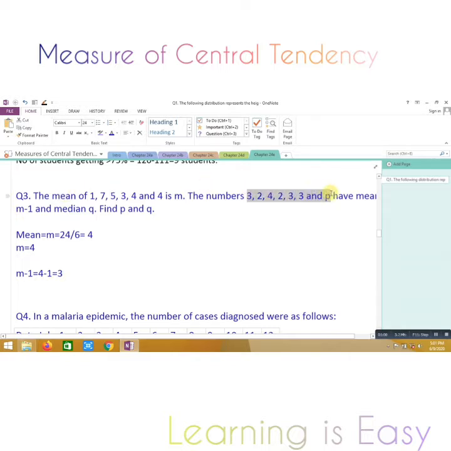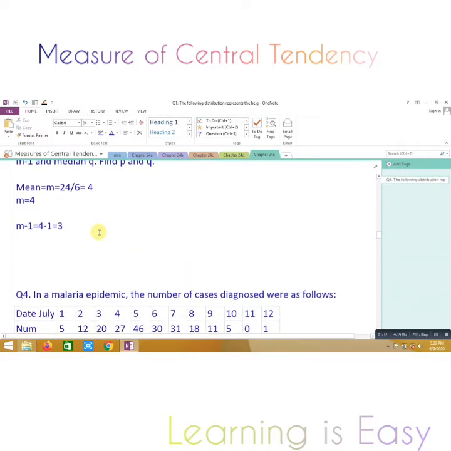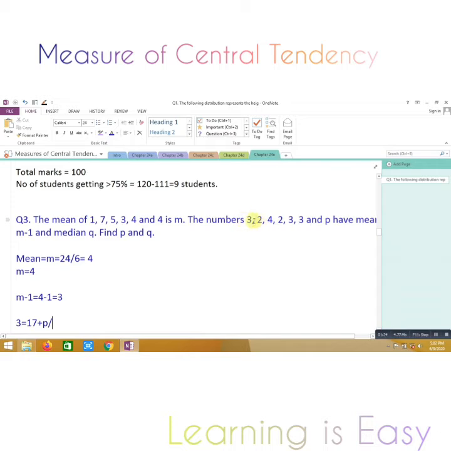So we need to add them. 5, 9, 9 plus 2 is 11, 11 plus 3 is 14, 14 plus 3 is 17, so the sum is 17 plus p, divided by the number of terms. There are totally how many terms? We should see there are 7 terms: 1, 2, 3, 4, 5, 6, 7 terms.